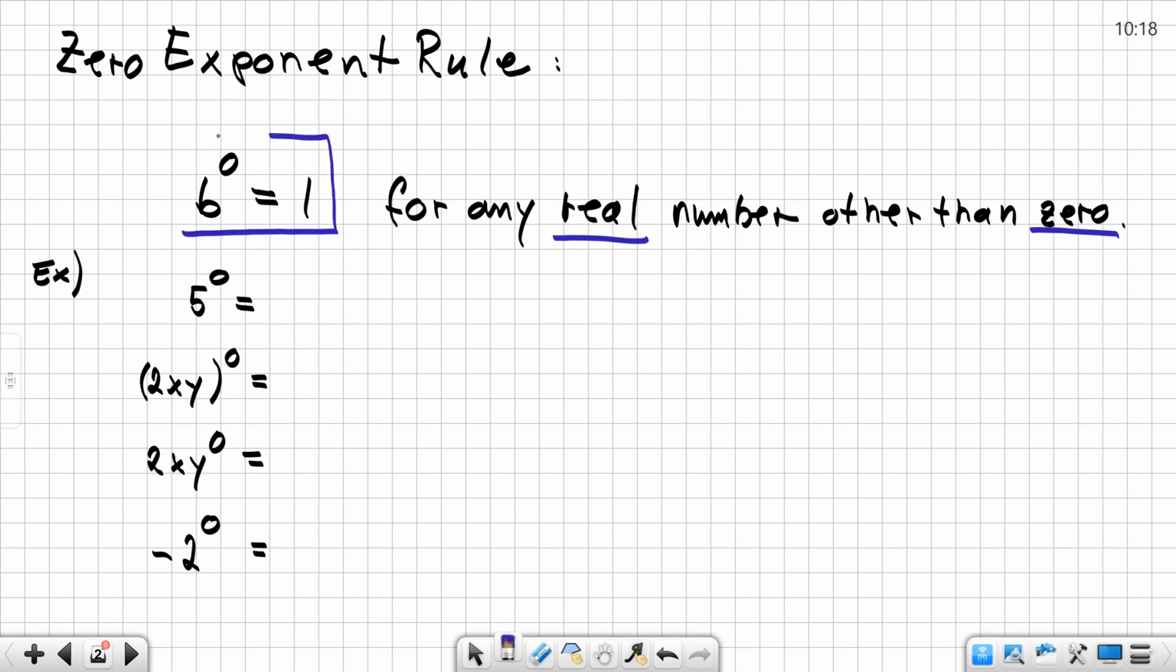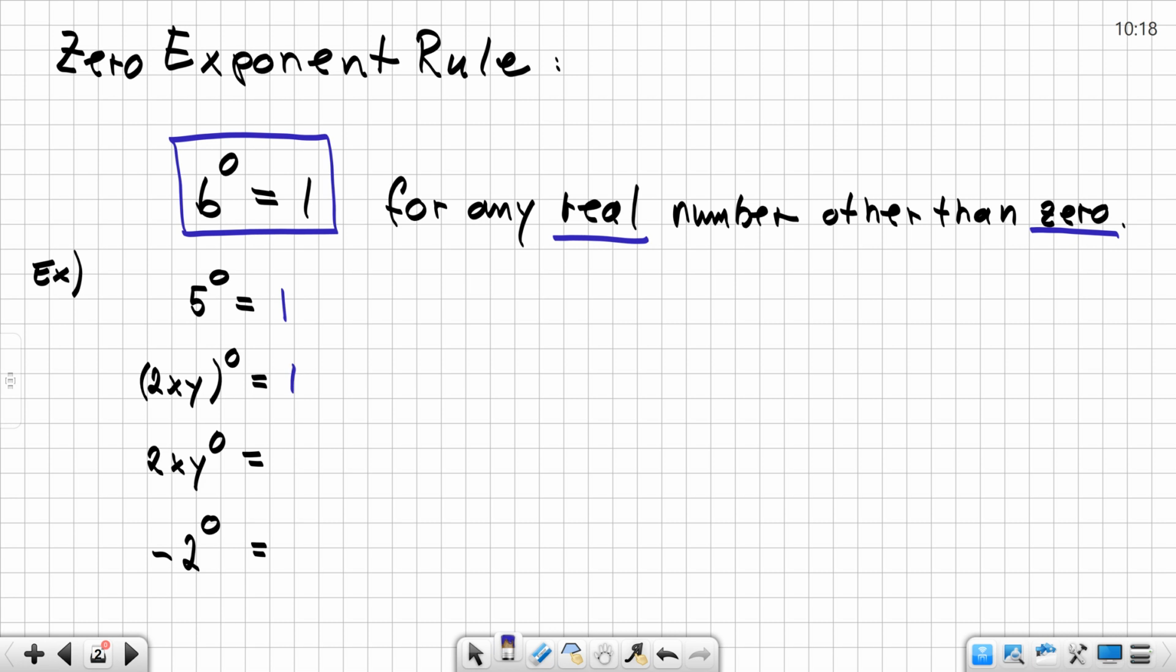This right here is a very, very nice rule or property, but it can sometimes be a little bit tricky to apply. So 5 raised to the 0 power, well, 5 is a real number. That is going to be equal to 1. 2 times x times y, all raised to the 0 power, if we assume that x and y also are real numbers, then, well, what do we get? That will also be 1.